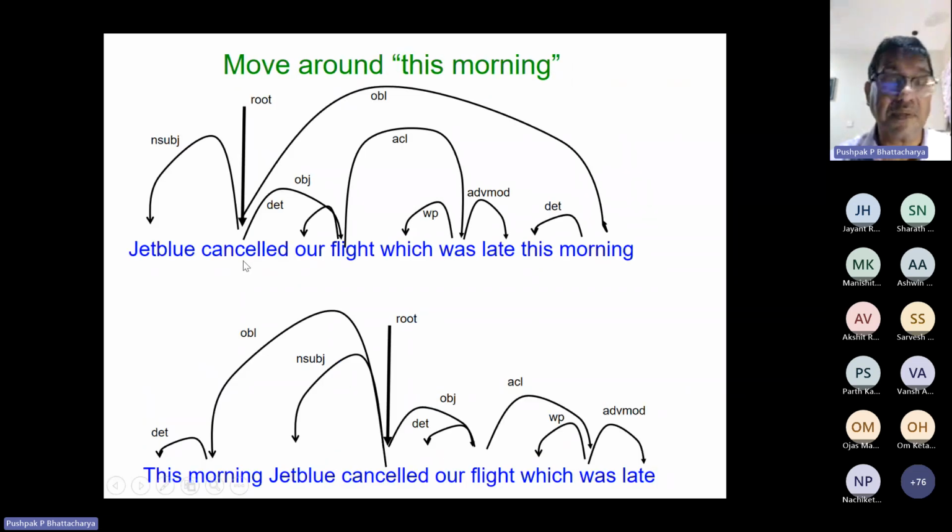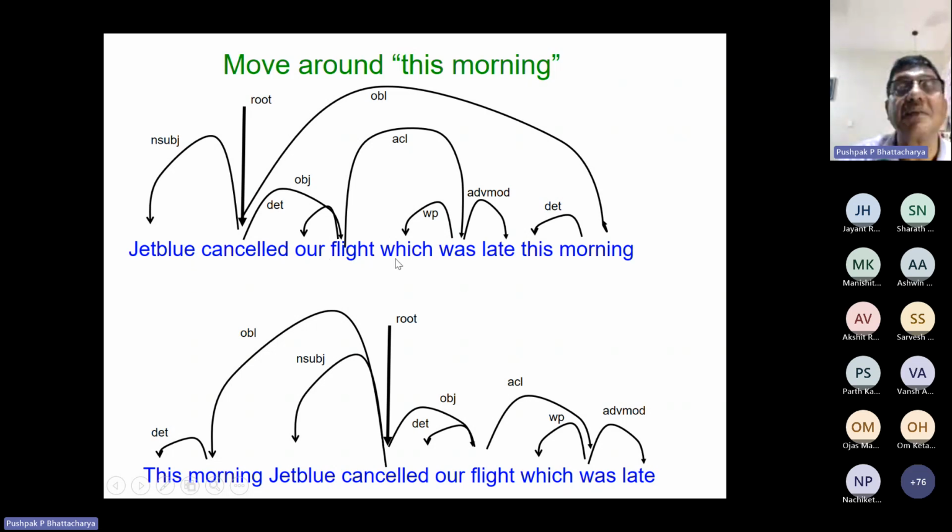This sentence first. This morning, JetBlue cancelled our flight, which was late. Now there is maintenance of projectivity. There is no crossing of arcs. You see, so cancel our flight. Every word is linked from the head. Flight, which was late. So flight to was, and was to which, a path is there, and there is no crossing of arc, and so on.